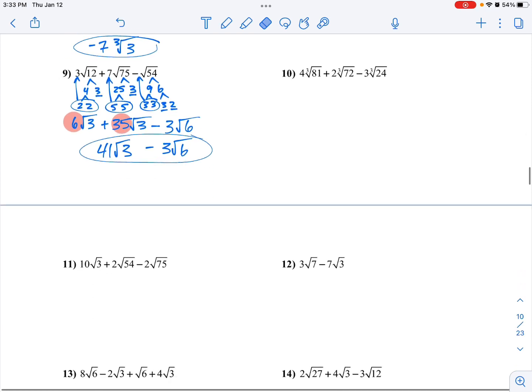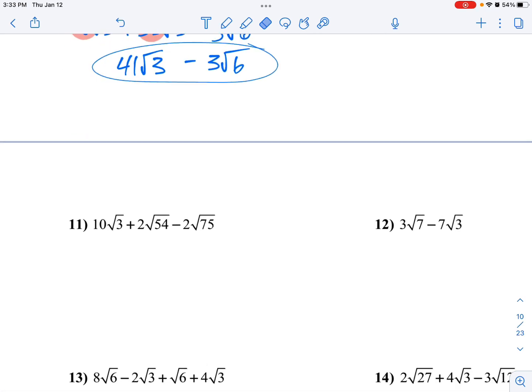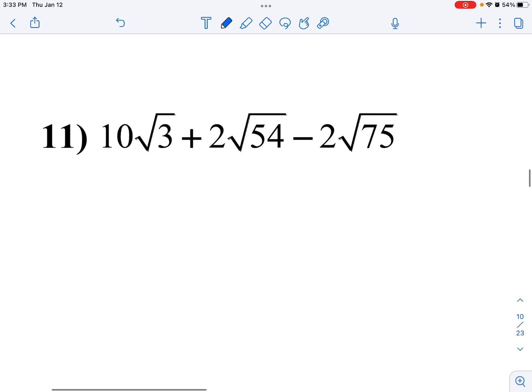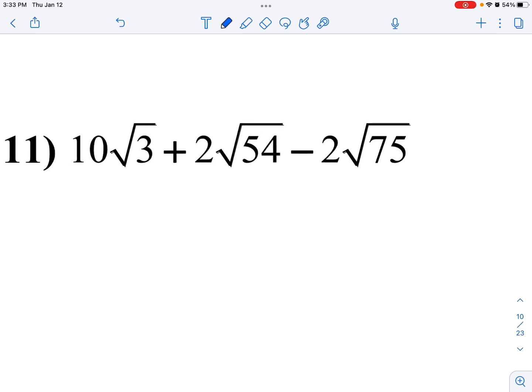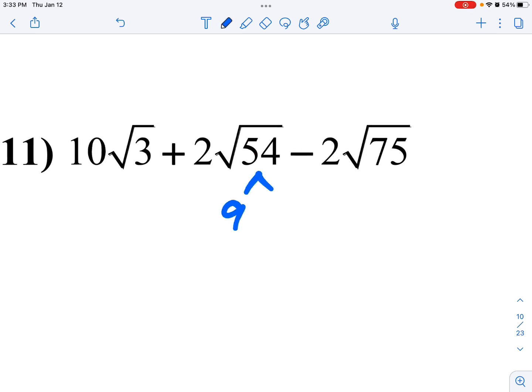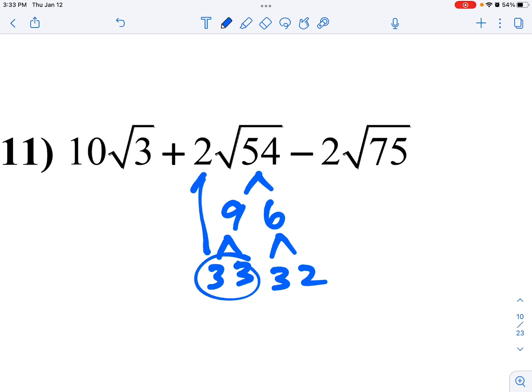Let me try and get one more in. Let's see. Number 11. Here we go. 10 radical 3. This does not break down. I bet this one does. 54. 54 is 9 and 6. 3 and 3. 3 and 2. Looking for groups of 2. This is just a normal square root, so looking for groups of 2. 3 comes out and multiplies by the 2, which makes 6. This number and this number have to stay in, so root 6.